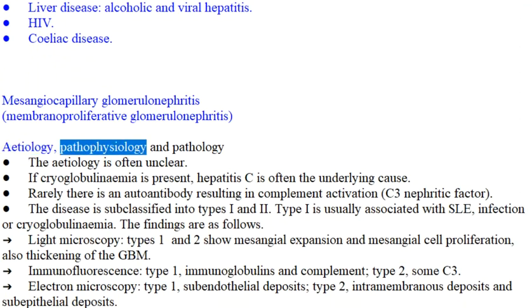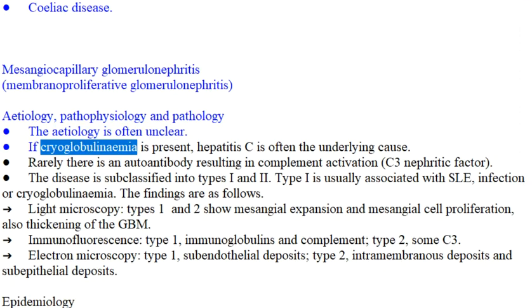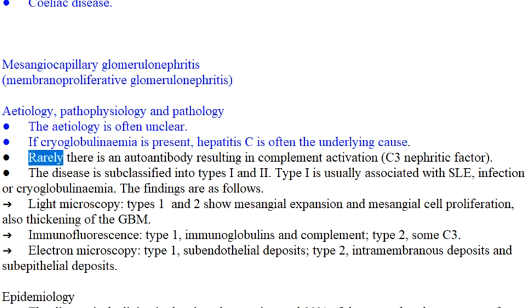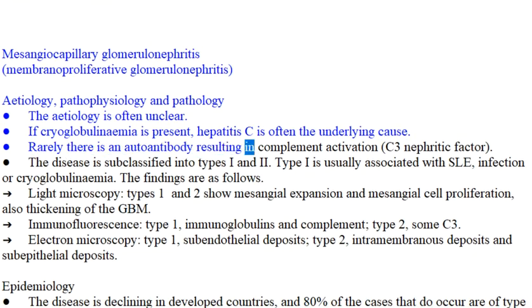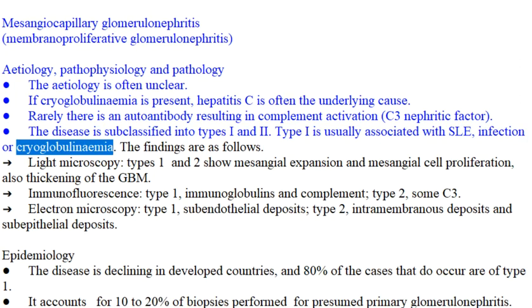Etiology, pathophysiology, and pathology. The etiology is often unclear. If cryoglobulinemia is present, hepatitis C is often the underlying cause. Rarely there is an autoantibody resulting in complement activation, C3 nephritic factor. The disease is subclassified into types I and II. Type I is usually associated with SLE, infection, or cryoglobulinemia.